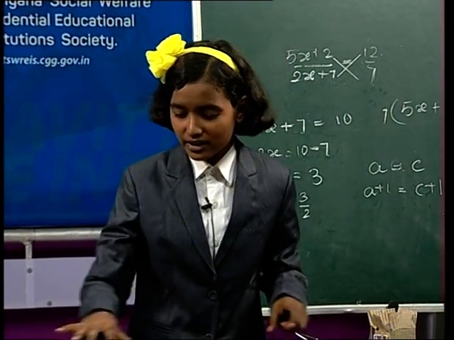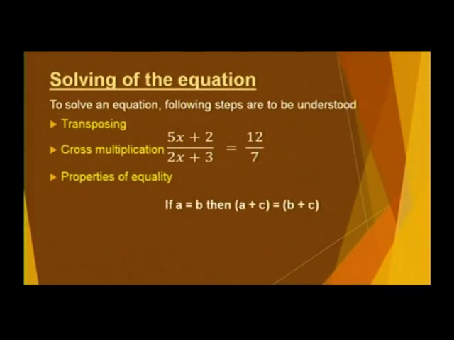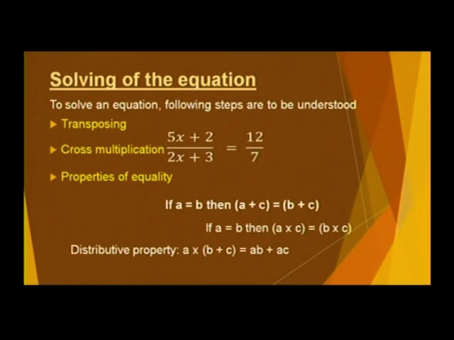Another one is, if A equals B, then A plus C equals B plus C. If A equals B, then A into C equals B into C. Next, the distributive property. Already we learned, friends: A into (B plus C) equals AB plus AC.